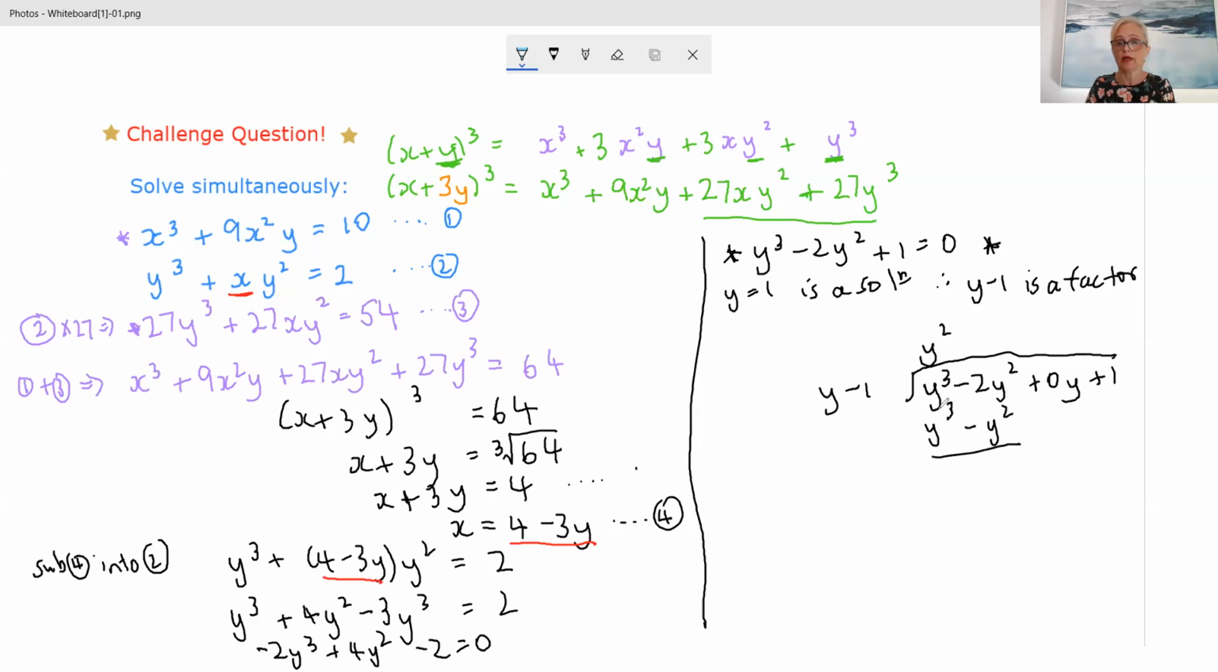Take our subtraction. They go. Negative 2y squared minus negative y squared is minus y squared. Bring down your 0y. Negative y squared divided by y is minus y. Minus y times y is minus y squared. Minus y times minus 1 is plus 1y. Subtracting and bringing this down. Dividing, we get minus 1 and we get this. And of course, we should get a 0 there because we already knew that y minus 1 was a factor.